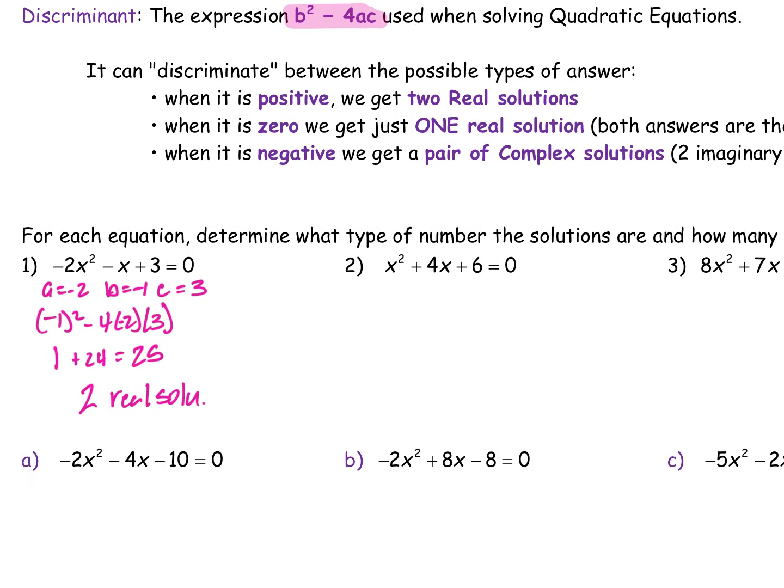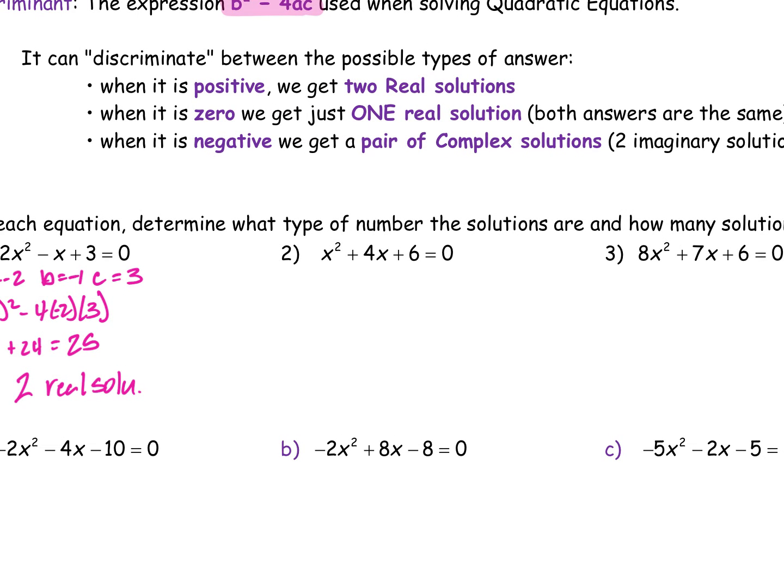So if I do number 2 again, A this time is 1, B is 4, and C is 6. So this time I've got 4 squared minus 4 times 1 times 6. So that is 16 minus 24, which equals -8. So this time, because this is negative, I get two complex solutions, or I can just say two imaginary solutions. Okay?